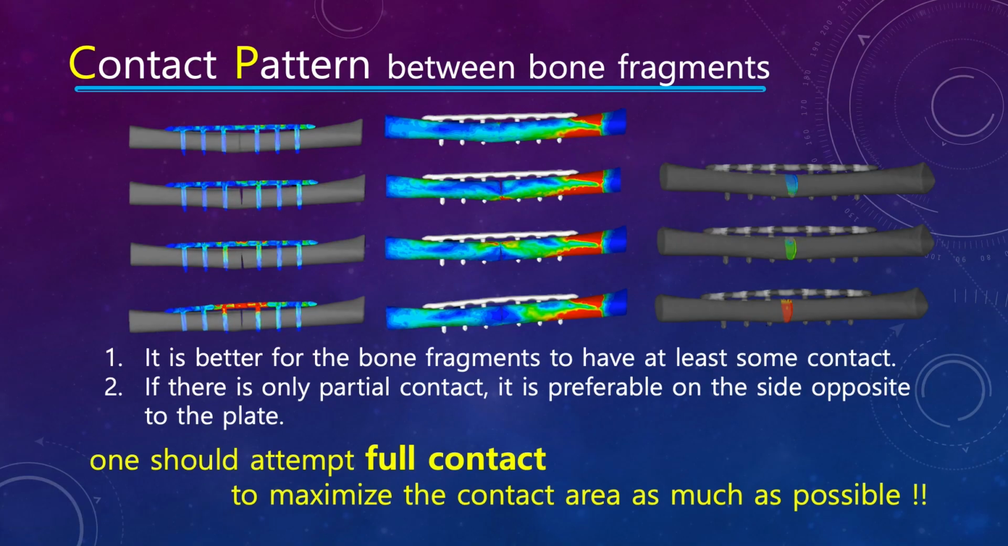The following 2 points have been understood. First, it is better for the bone fragments to have at least some contact. Second, if there is only partial contact, it is preferable on the side opposite to the plate. Of course, it goes without saying that one should attempt full contact to maximize the contact area as much as possible.